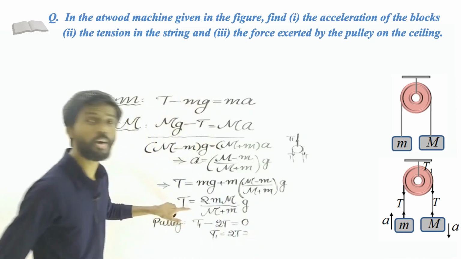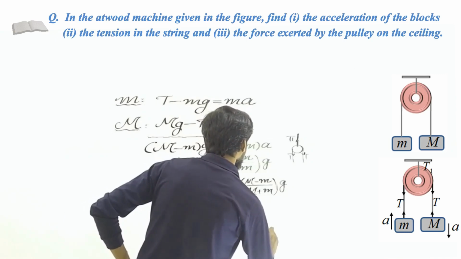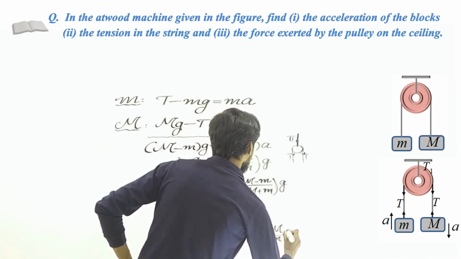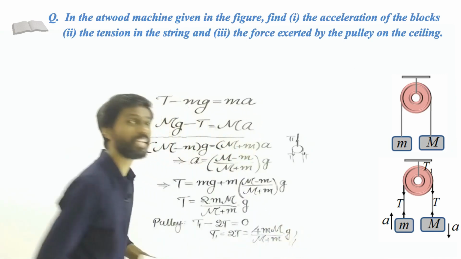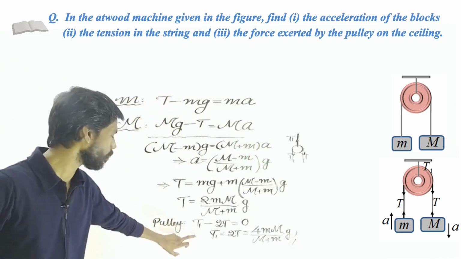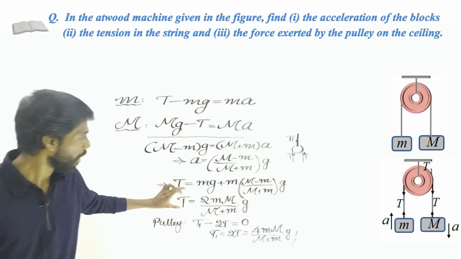So t is already found here, so that can be substituted here also. So 2 times that, which means 4m1m2 divided by m1 plus m2, multiplied by g. So this is the force acting on the ceiling, right? Yes, so that is one of the answers. The tension in the string is this one. So this is the tension in the Atwood machine, right?